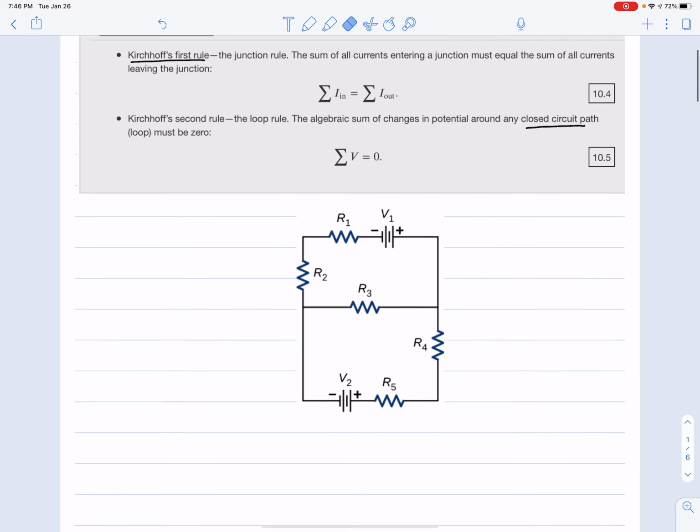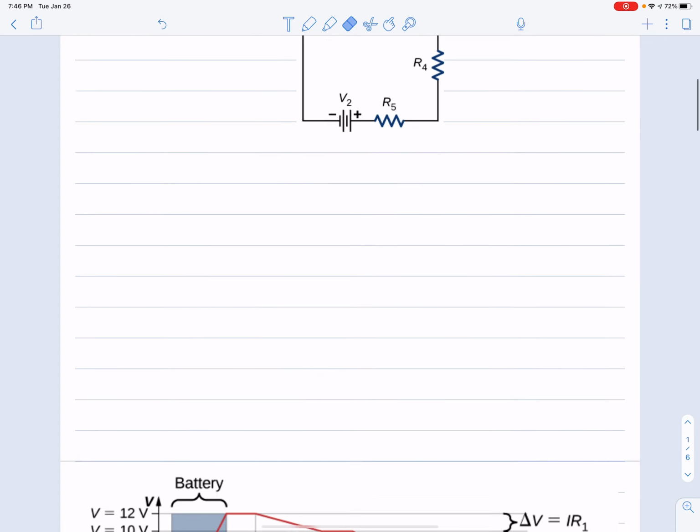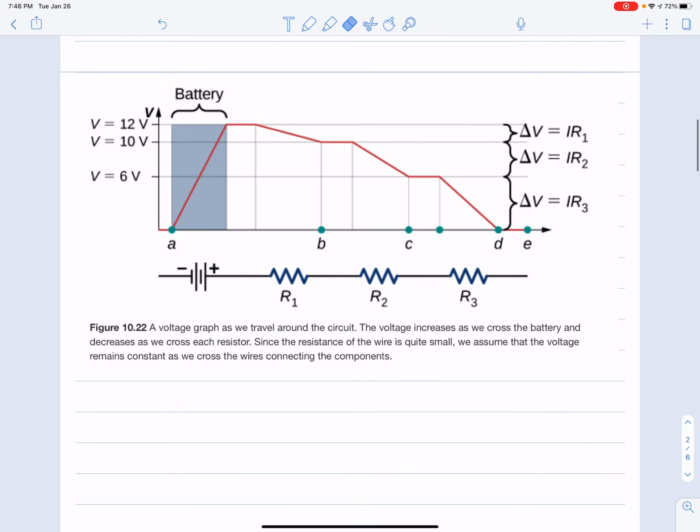All right. Now let's talk about why it is 0. So we are here. This is a good example. This is the battery right here, and the battery gives out 12 volts. So from 0 all the way out to 12 volts, it increases. So now the circuit itself has 12 volts.